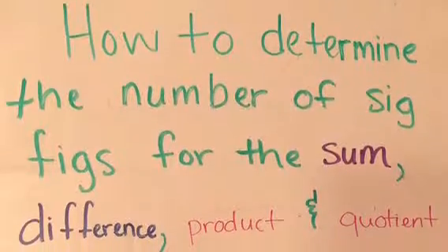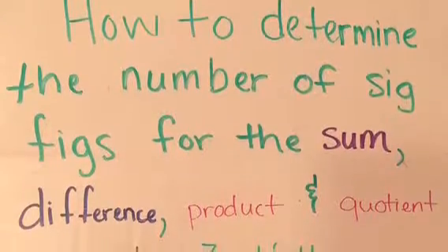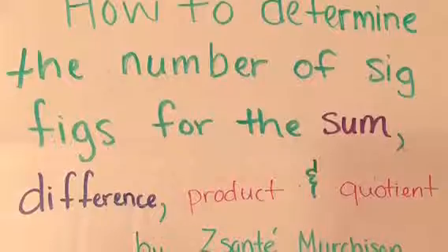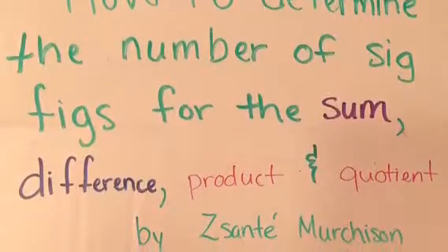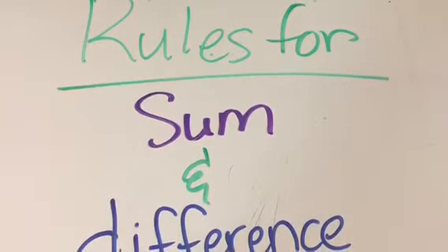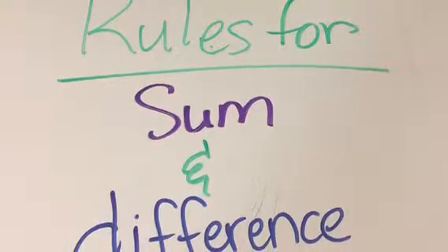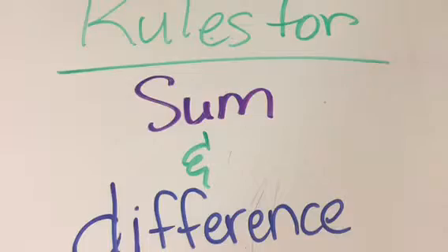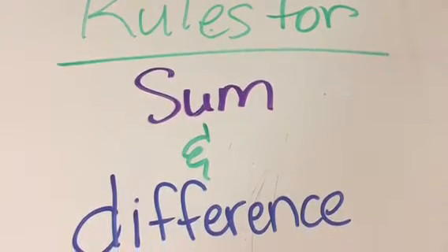Today we will learn how to determine the number of sig figs when we add, subtract, multiply and divide in a simplified way so even elementary students can understand it. Let's begin with adding and subtraction.